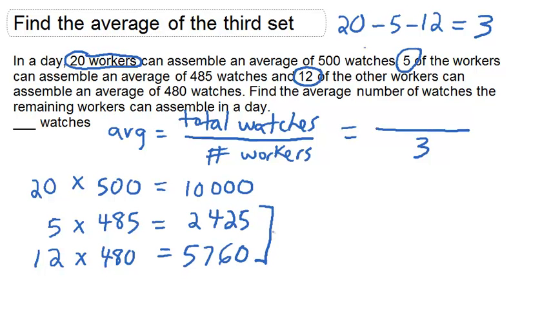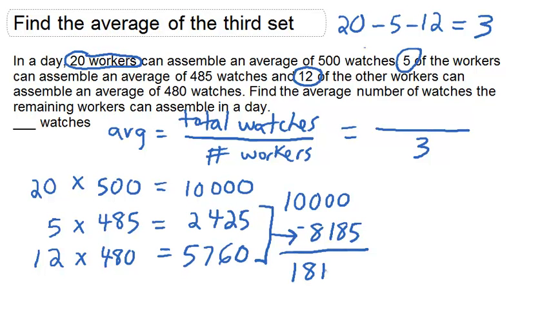So if we were to add these up, 17 of the workers made 8,185 watches. If we take that away from 10,000, we would figure out that the remaining 3 workers made 1,815 watches.